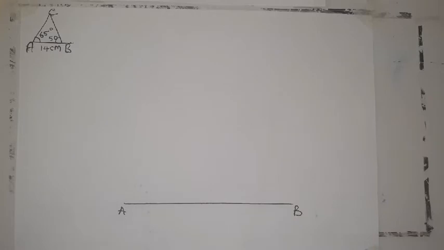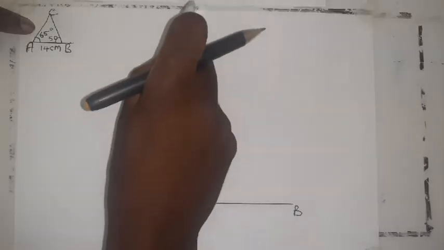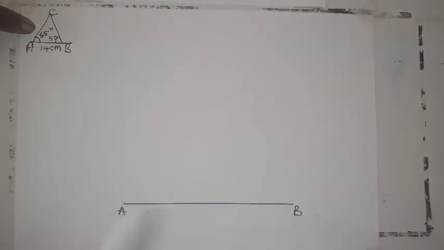Okay? Then the next thing that we have been given is we need now to measure the angles. That this angle BAC, the angle is 65 degrees. So we measure this angle.